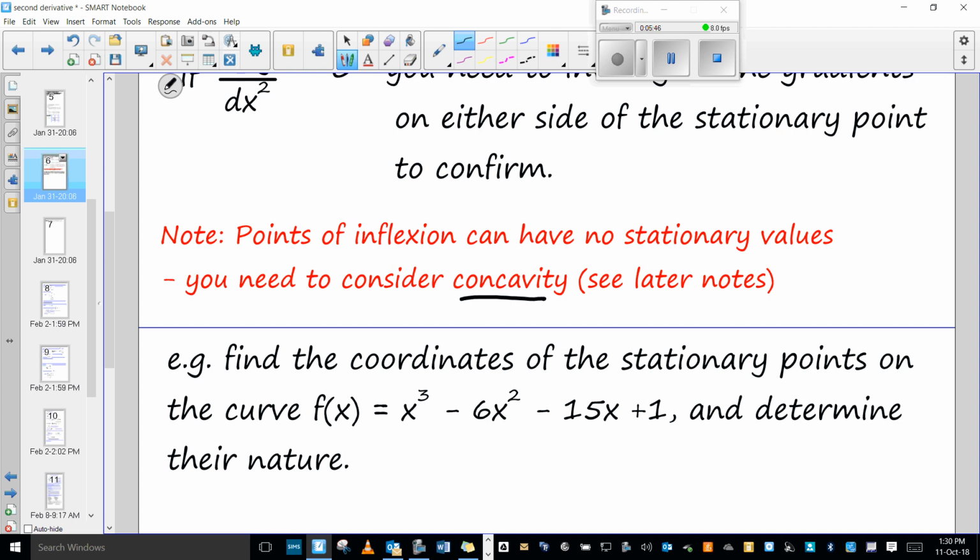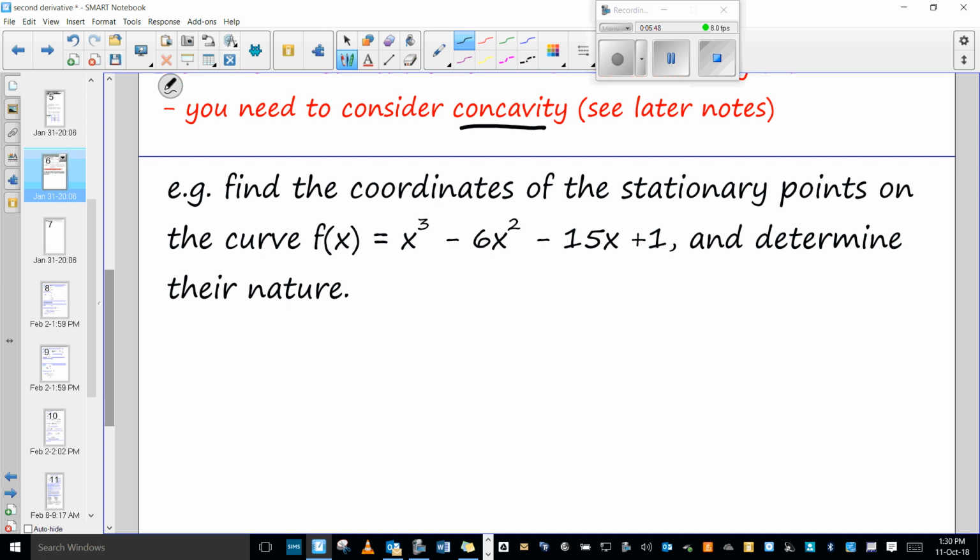Anyway, for example: find the coordinates of the stationary points on the curve, and determine their nature. So the first part is going to be just the same as it was last lesson. To find stationary points, what do we have to do? Yes, we need to find the derivative. Good. So in this case, we would write f dash x. So let's find the derivative expression first.